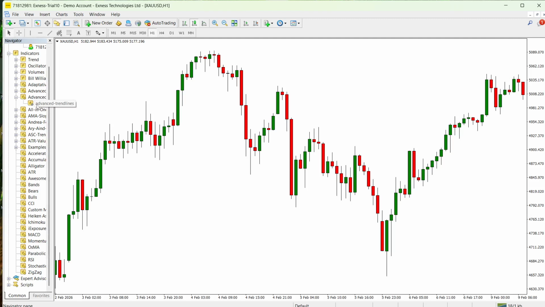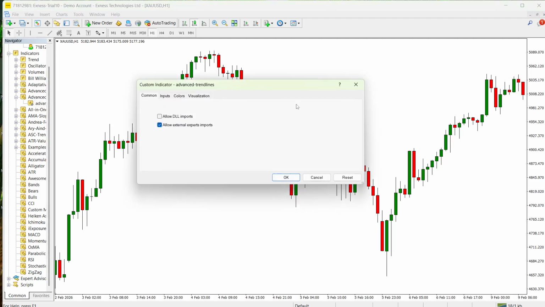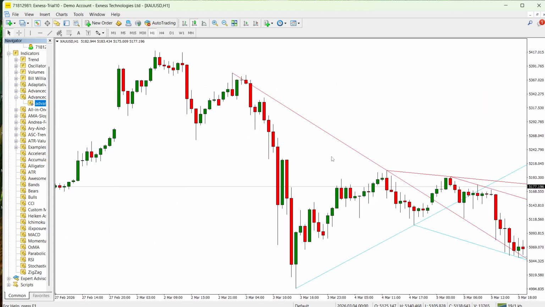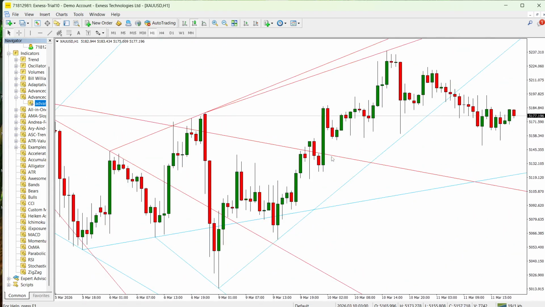At this point, I'll load the indicator on the chart so you can see how it looks in real time. I'll just allow DLL imports. And there we go. You can see how it looks.